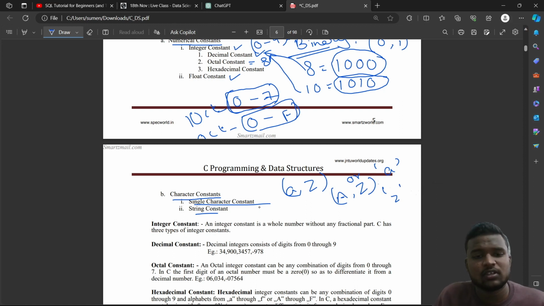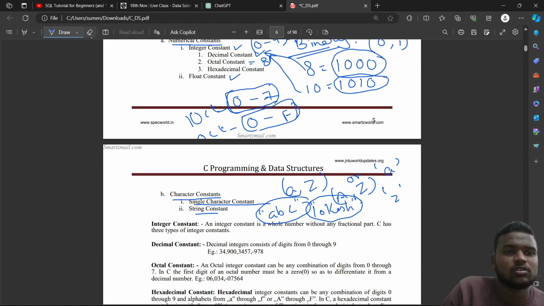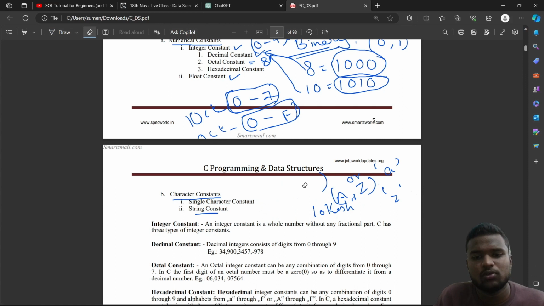We represent a single character constant in this manner, and string constant is nothing but a set of characters like ABC. My name Lokesh is also a string. So we represent string constant within double inverted commas. Okay, this is very important. Without this, your code will throw a compiler error. These are the syntaxes which you need to follow. Syntax is nothing but the rules you need to follow to execute the code. Okay.